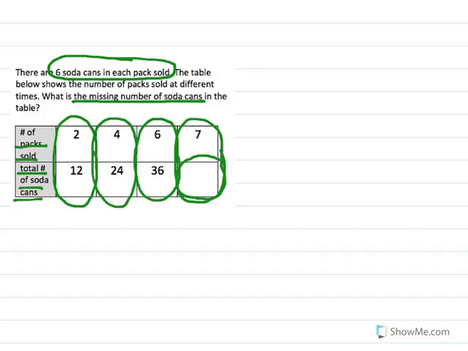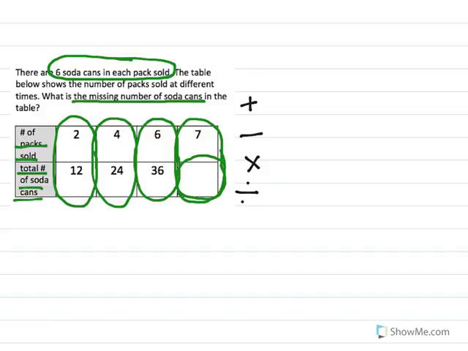So here, when I'm looking at a relationship between a pair of numbers, we're talking about the 4 operations. We have addition, subtraction, multiplication, and division. We need to choose between those 4 to determine what the relationship is between the 2 and the 12, what the relationship is between the 4 and the 24, between the 6 and the 36, and between the 7 and the unknown number. So first off, we should evaluate.